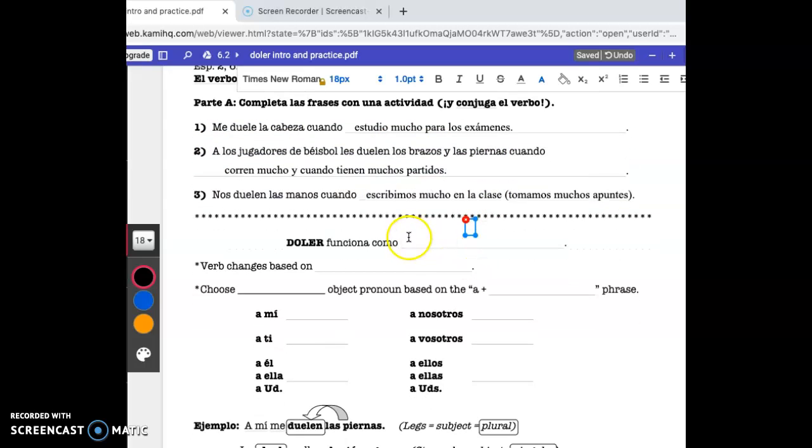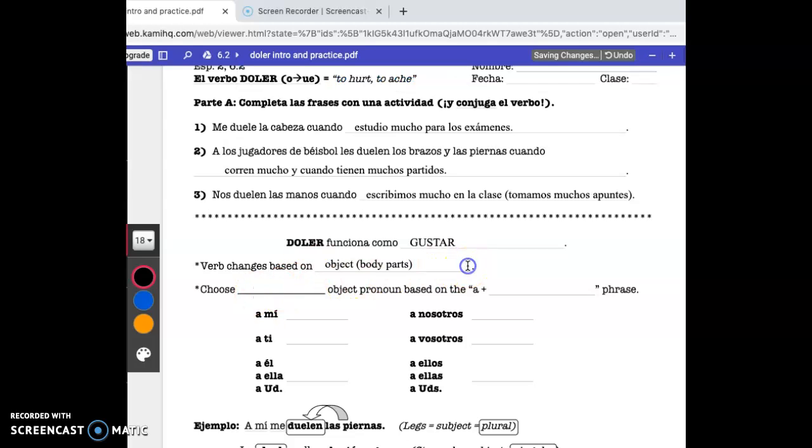So we mentioned in class that doler functions like a verb that we already know very well, which is the verb gustar. Because you remember from Spanish 1, things like gusta o gustan. Me gusta el queso. Me gustan los sándwiches de queso. So when we did gusta, or when we're doing the verb doler here, the verb changes based on the object and not the person. In this case, it's the body part. So for instance, if it's one stomach hurting me, it's going to be singular. If it's two hands hurting me, it's going to be plural.